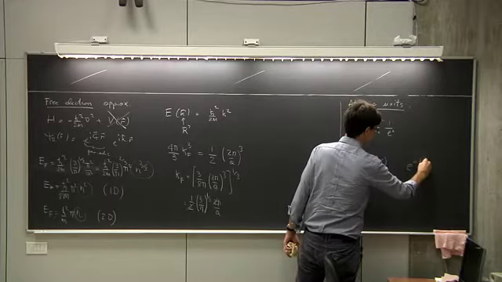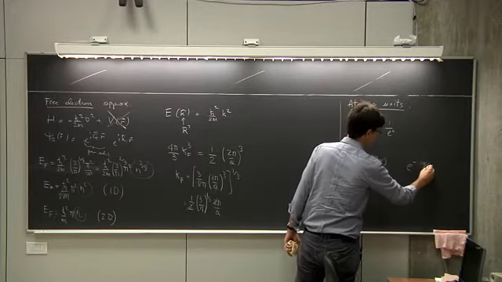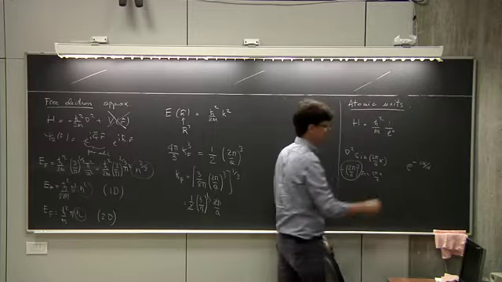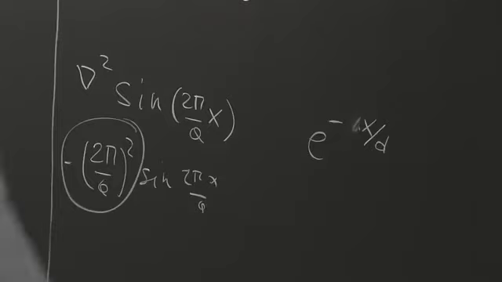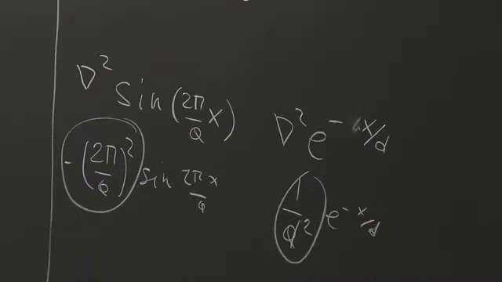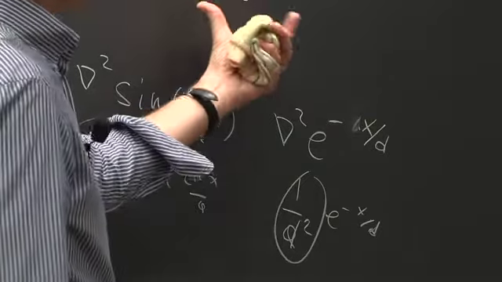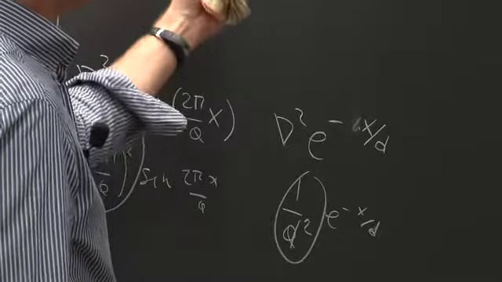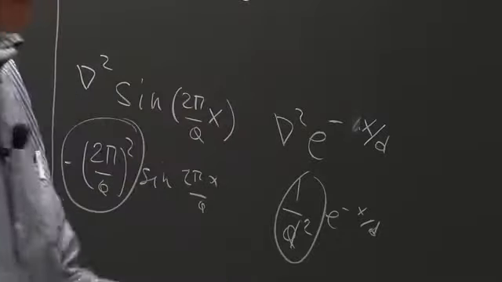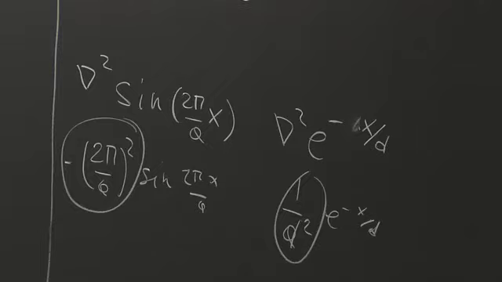If I have e to the minus x over d, where d is the characteristic decay length of this exponential, I take delta squared, and I get 1 over d squared, e to the minus x over d, right? So what comes out is always the typical extension of the wave function. So kinetic energy dimensionally gives me something of the order of ħ squared over m, 1 over the typical dimension of my problem, squared.